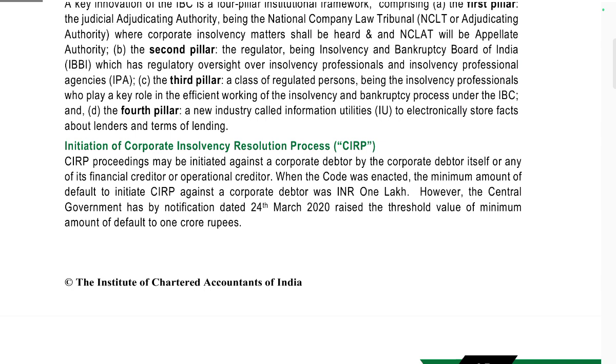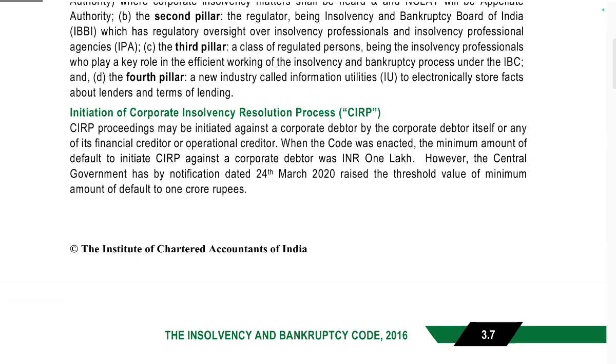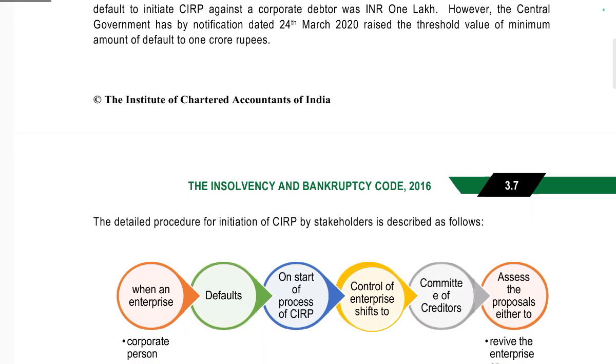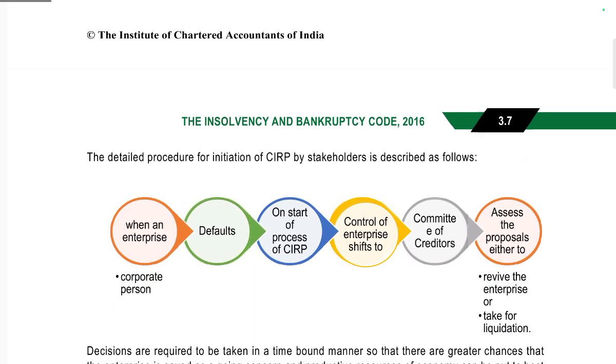Initiation of the corporate insolvency resolution process. The CIRP may be initiated against a corporate debtor by the corporate debtor itself, a financial creditor or an operational creditor. When the code was enacted, the minimum amount of default to initiate CIRP against a corporate debtor was 1 lakh rupees. However, the central government notified on 24th March 2020 raising the threshold of the minimum amount of default to 1 crore rupees.